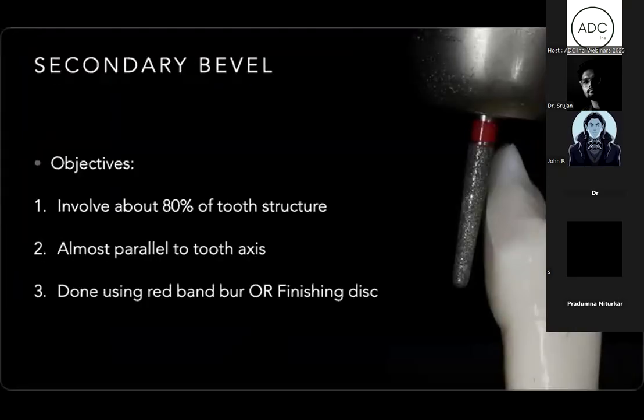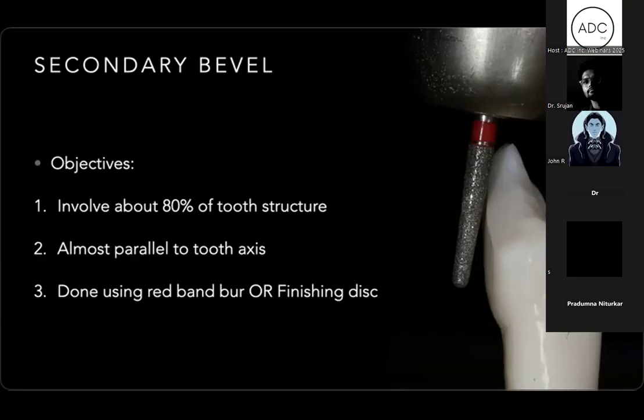Secondary bevel is going to involve a lot of your tooth structure, and you're going to place the burr almost parallel to tooth axis. A quick update over here: you don't necessarily have to use a burr. You can use a finishing and polishing disc, which I prefer more. And this is also called as the infinity bevel. Why is it called infinity?